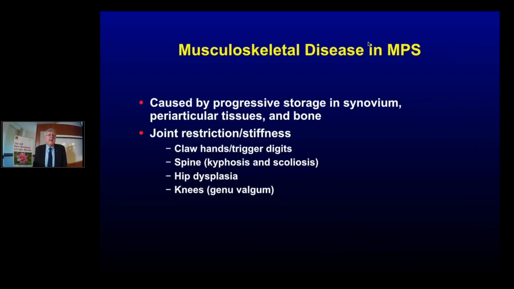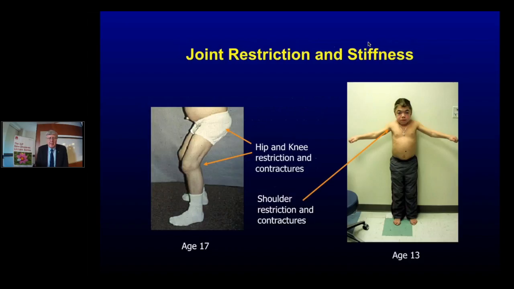The other major organ system involved is the musculoskeletal. It's caused by storage in synovium, periarticular tissue, and bone. So joint restriction and stiffness is really a hallmark of the MPS 1, MPS 2, MPS 6, and 7 patients. They can have involvement of the hands, spine, hips, and knees, and I'll show some of that. Here's an example of restriction in the hips, where this individual can't fully extend his knees and has significant limitation in the hips.